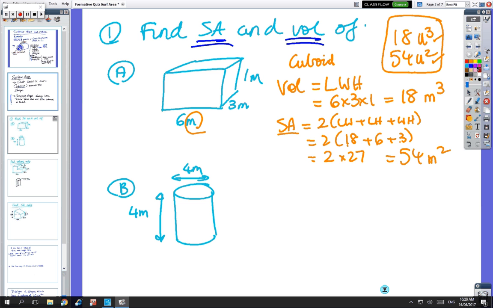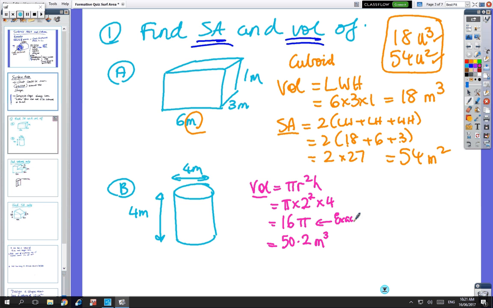Okay, so the next one, we'll do volume first because that's always a bit easier. Pi r squared h, pi times 2 squared times the height is 4. So 2 squared is 4, 4 4s are 16. So the answer is 16 pi. And then you just use your calculator to work out that as a decimal. So 16 times pi, the answer to one decimal place is 50.2. We're doing volume, so it's cubic units. But that answer is the exact answer. And then obviously you can use decimal places. Okay? So you can have the answer of 16 pi, or you can calculate it as a decimal, depending on what the question is asking you to do.